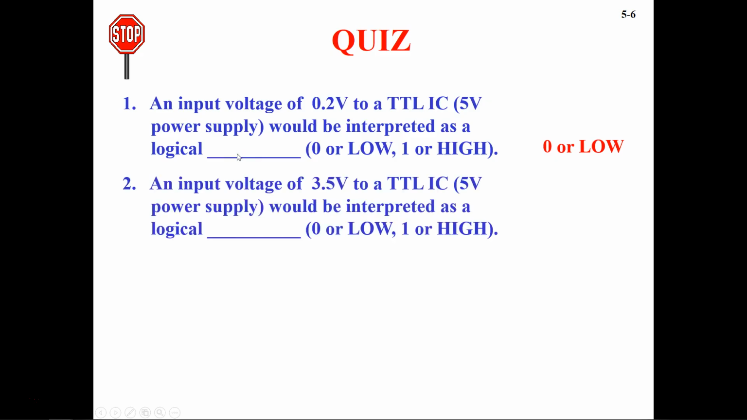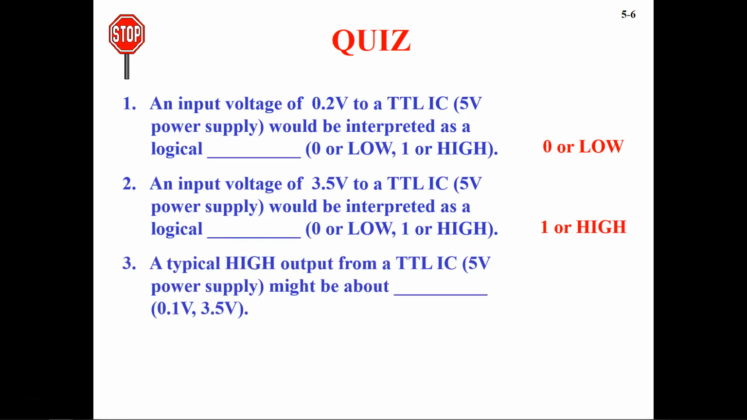Next is an input voltage of 3.5 volts to a TTL IC with a 5 volt power supply. That would be interpreted as logic what? You have to see the range. This is 3.5, and the input high range starts from 2 volts, so it is definitely above 2 volts, which means this is going to be 1 or high.